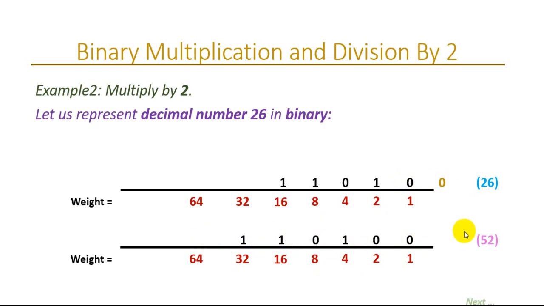See, so we just multiplied that. See, 26, by adding a 0 to that, it has become 52. So likewise, any number, if you add a 0 to the end of that, then that number is basically being multiplied by 2. So that is how we do multiplication, by adding a 0, right? So now let's see a slightly modified version of the multiplication in the next example, okay?